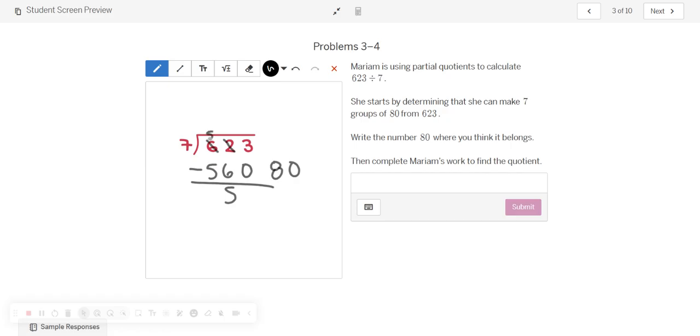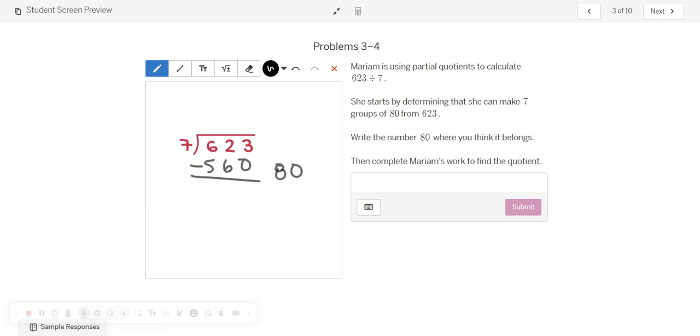It becomes a 5. That became a 12. I borrowed from the 12. No, I don't need to borrow from the 12. What am I doing? Here we go. Let's try this again. I know that the 80 goes over here. 80 times 7 is 56. That would be 560. And then complete the work.